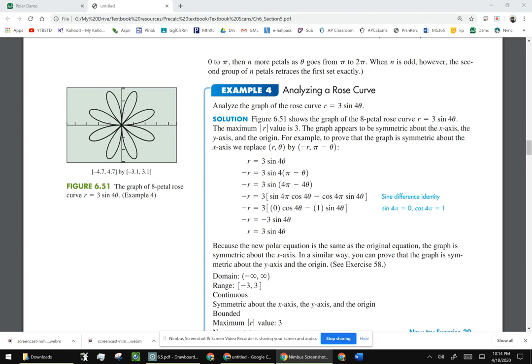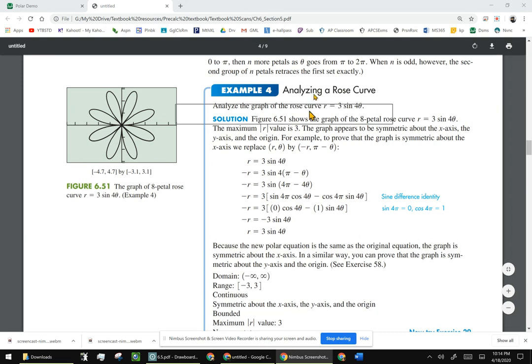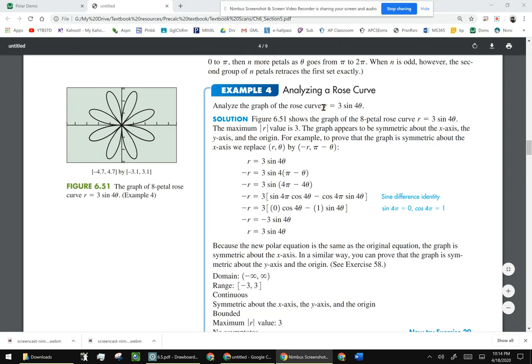Hey guys, we're going to be doing 6.5 examples 4, 3, and 2. As you can see, we have r is equal to 3 sine 4 theta. We have the graph here with 4 petals with petal length of 3. I'm going to sketch that and make some observations. We're not going to do the substitution tests with symmetry.